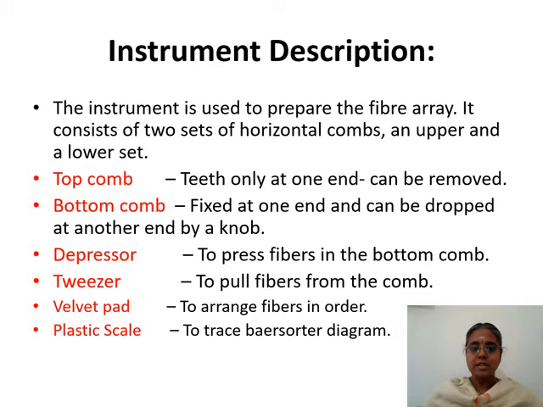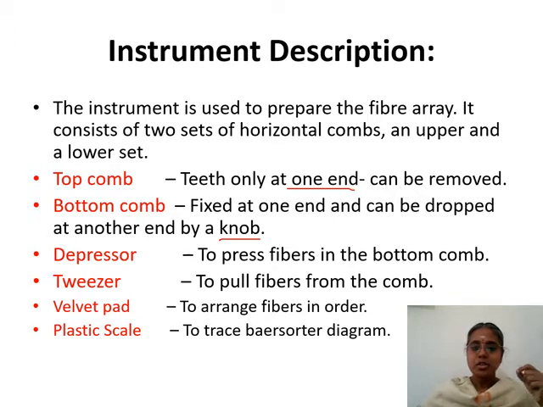Next, top comb, bottom comb. The top comb has teeth only at one end. It can be removed and placed in position. Bottom comb is fixed at one end and the other end can be dropped by using a knob. The knob should be on the back side of the instrument. The back side can be identified by the grooves. On which side the grooves for the top comb are there, that is the back side. This is a very important thing because if you place it wrongly, you will not do the experiment right.